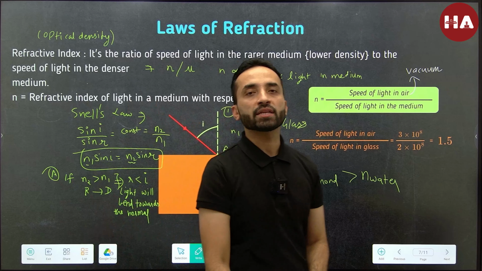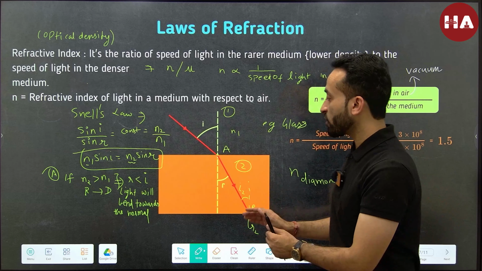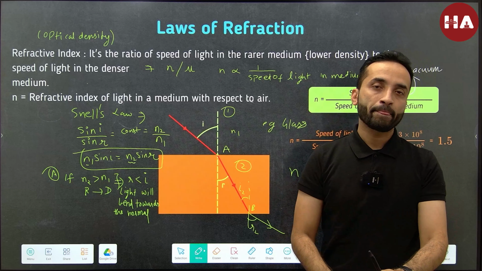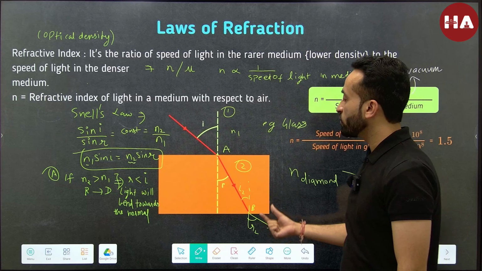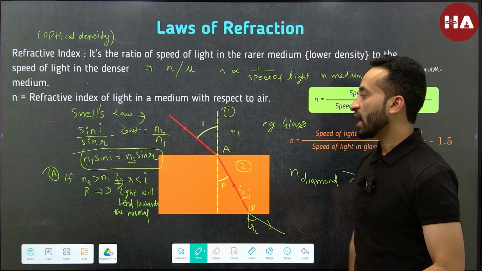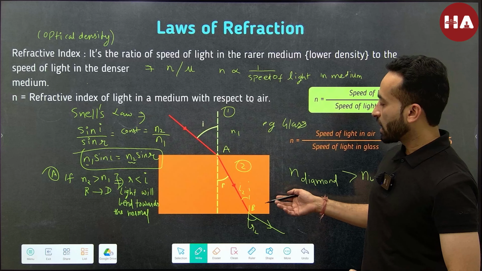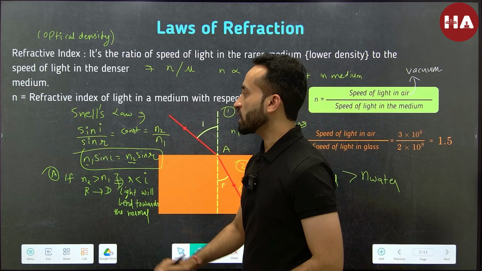Students, what is going to happen? Can you imagine? Now it is going from denser to rarer. So speed of light has suddenly increased, denser to rarer. So now it's vice versa. Now R2 will be more than I2. Why? Again, following the same logic, R will be greater than I because now the second medium is rarer and the first is denser. So keep this in mind.